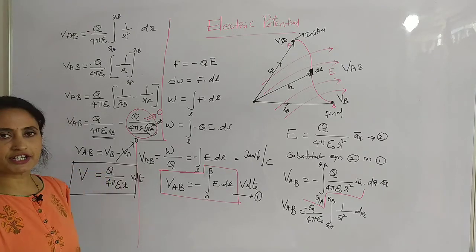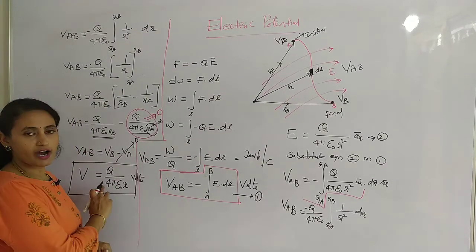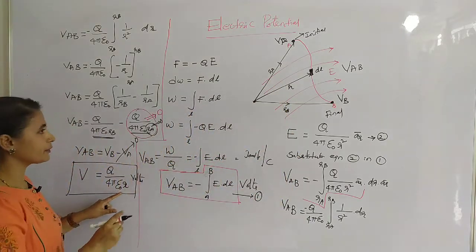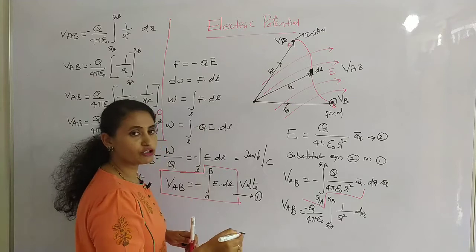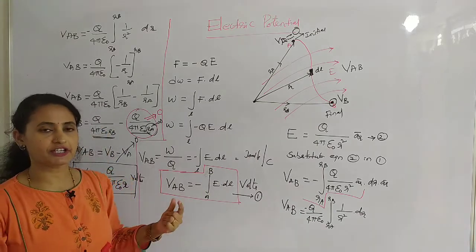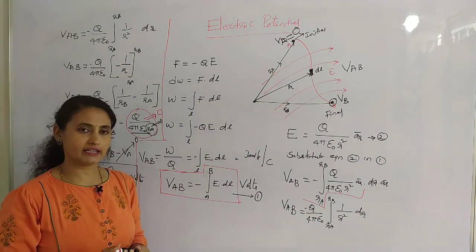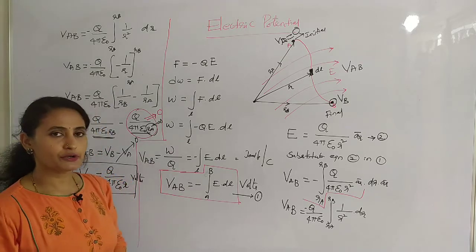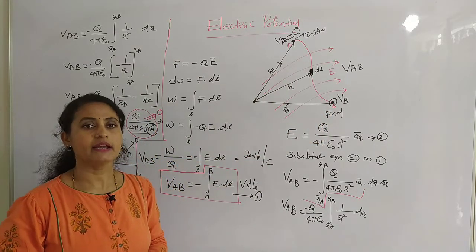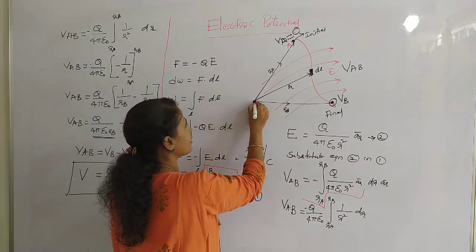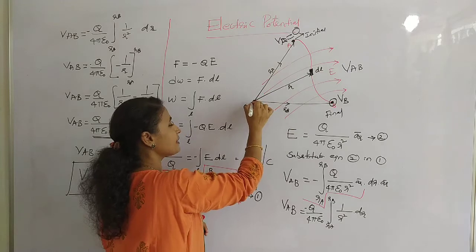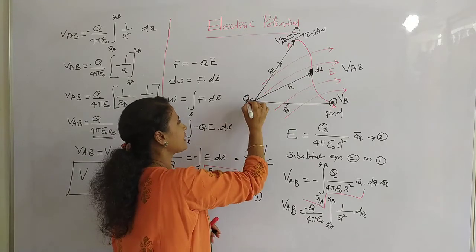Now, what is the electric potential? The electric potential between two points is nothing but the potential of that particular point with respect to the point where the potential is 0. This is about the electric field or electric potential due to one point charge that has been moved from infinite distance to the point B, keeping the source charge at origin. As I said, this is origin, right? So the electric field has been created because of the point charge kept at origin.